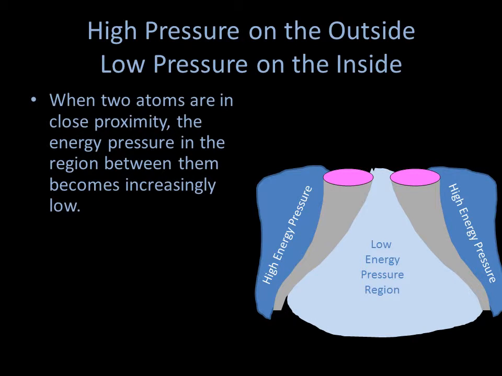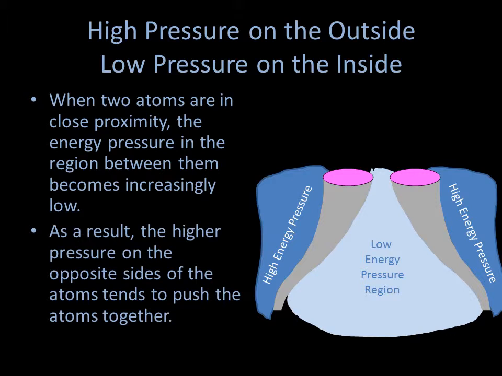When two atoms are in close proximity, the energy pressure in the region between them becomes increasingly low. As a result, a higher pressure on the opposite sides of the atoms tends to push the atoms together.